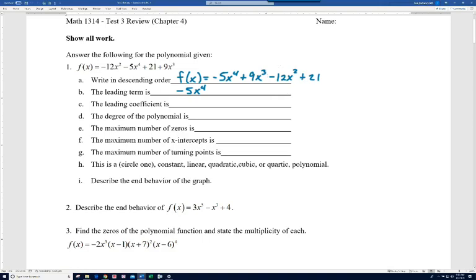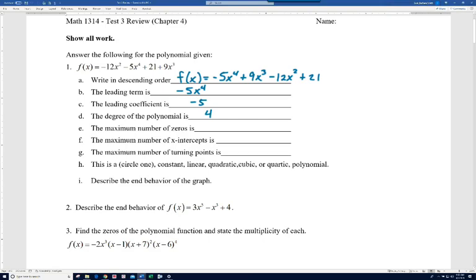So if our leading term is negative 5x to the fourth, the leading coefficient is just the number in front of the x, and so that's negative 5. The degree of the polynomial is the exponent of our leading term, and so that would be 4.